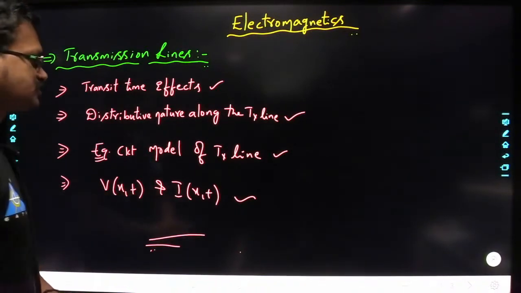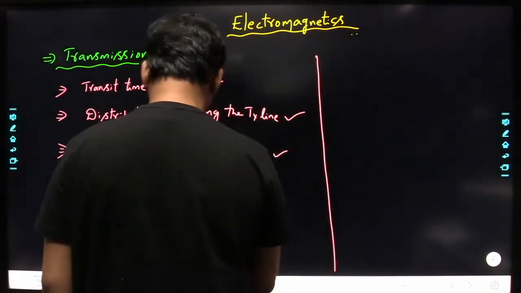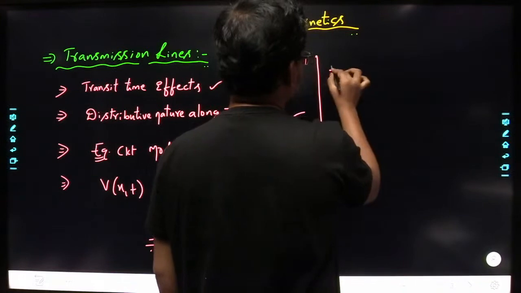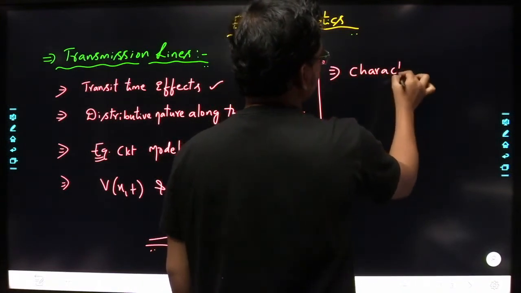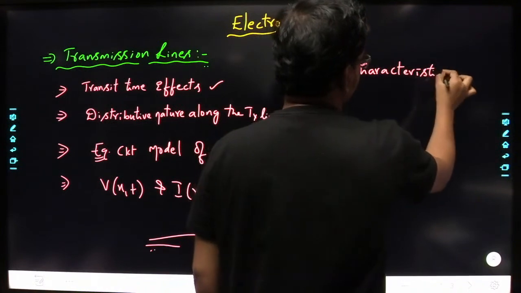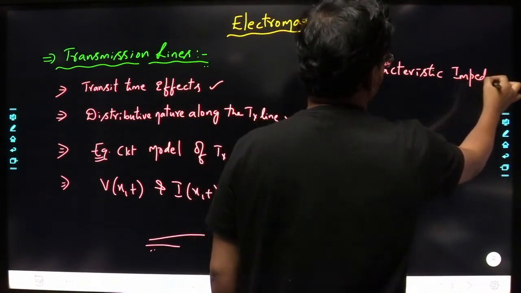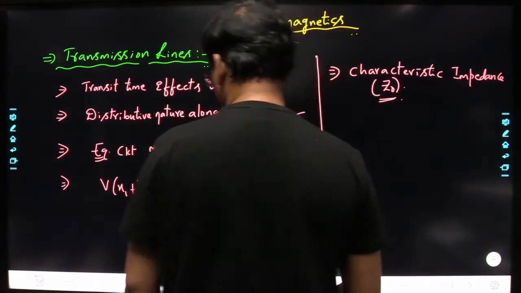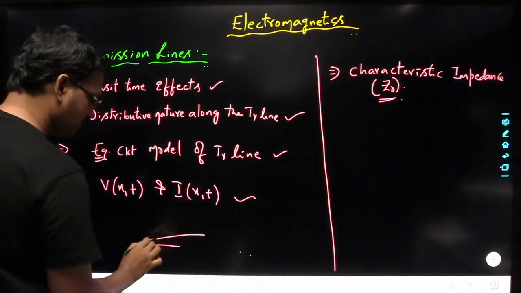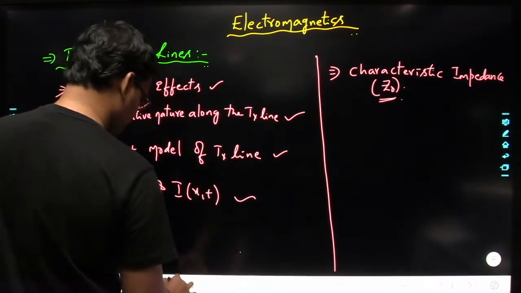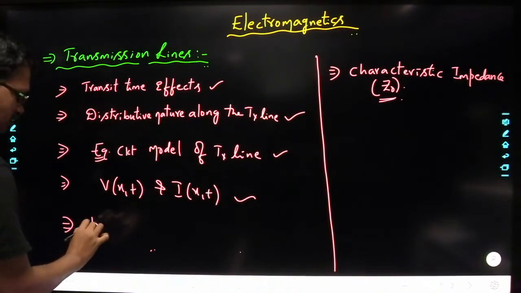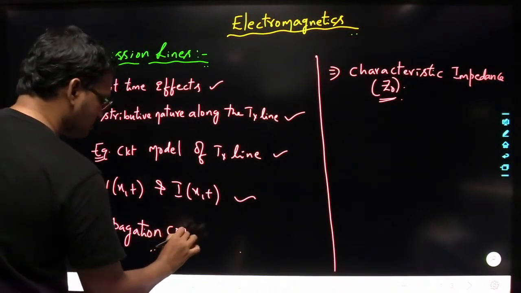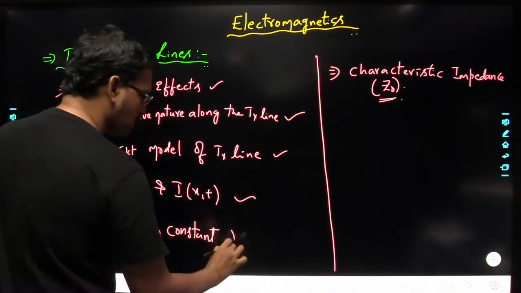And then after this we have studied about characteristic impedance of the transmission line, which is represented with Z0. Before this we have studied one more thing, that is propagation constant, yes or no? We have studied about propagation constant, that is gamma.